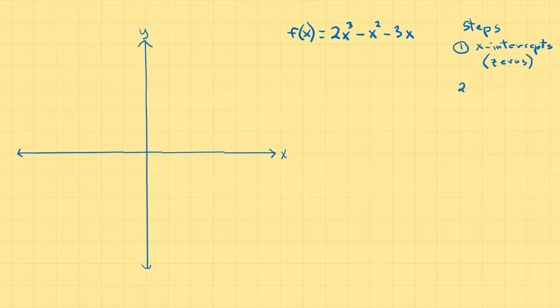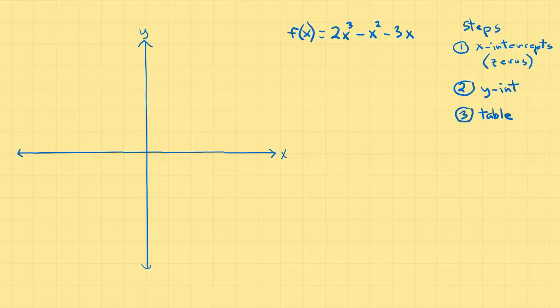Step 2, find the y-intercept. There's going to be 1 because this is a function. If it had more than one y-intercept, then it wouldn't be a function. And 3, we're going to use a table to plot other points on the graph.